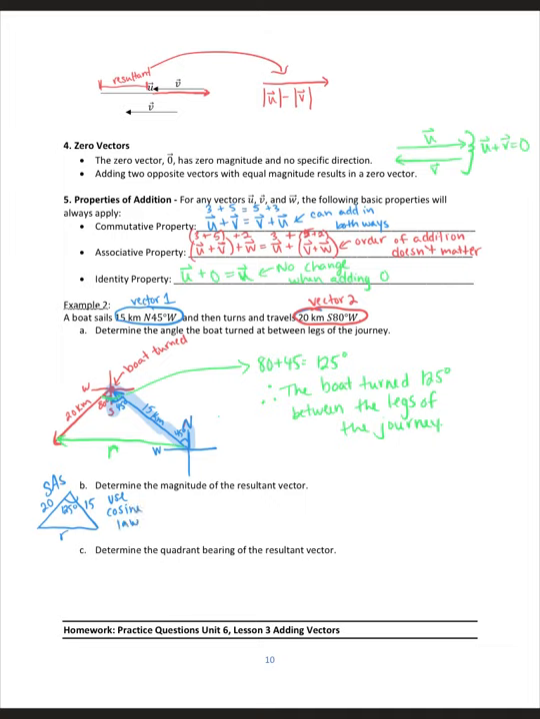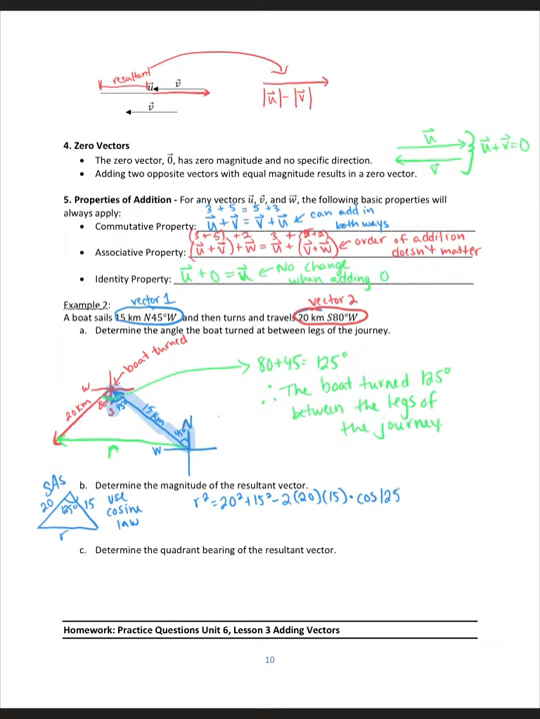So remember your pattern for cosine law. It's going to be r squared is equal to the sum of the squares of the other two sides. So that's 20 squared plus 15 squared, and then minus 2 times those sides, so 2 times 20 times 15. And that's all going to be multiplied by cosine of the angle that's related to the side we're trying to find. So 125 degrees is the angle opposite the resultant. So that's the cosine of 125.